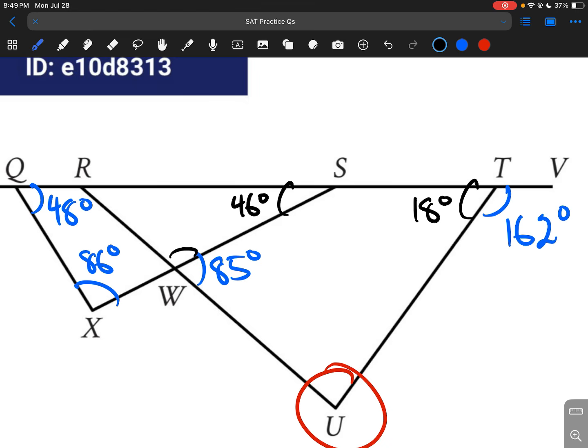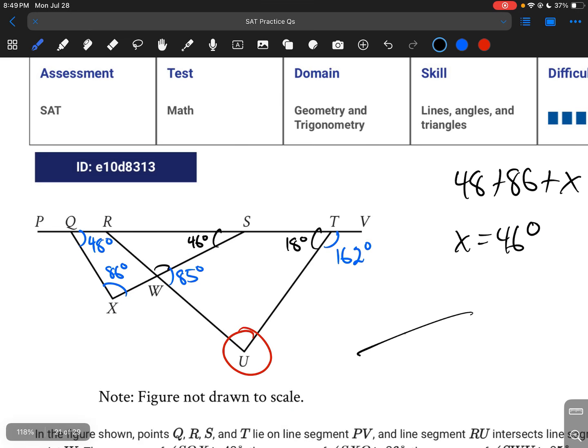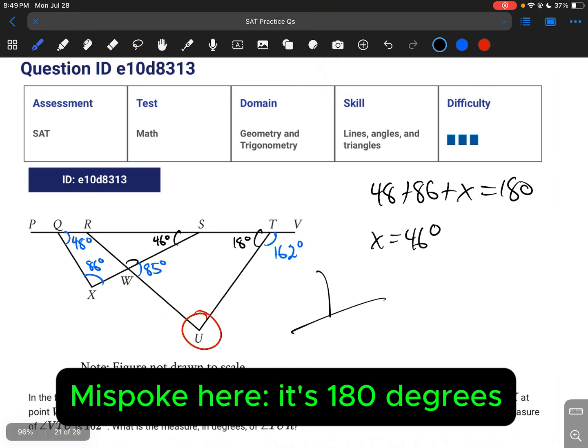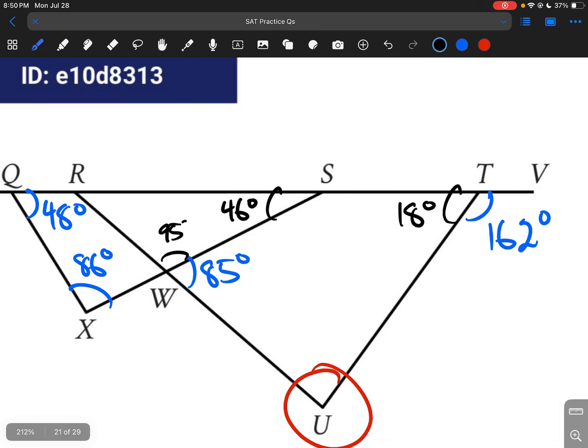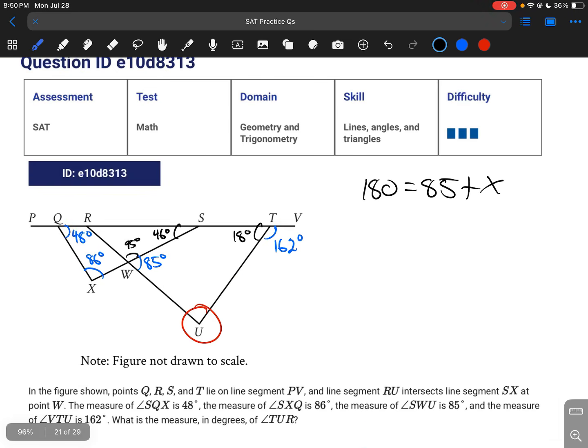And we could find the angle here using the rule that when you have a straight line with a cut, it has to equal 180 degrees. So that means 180 has to equal 85 plus x. Solving for that, x is 95. So this is 95 degrees.